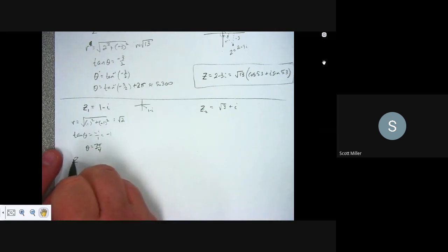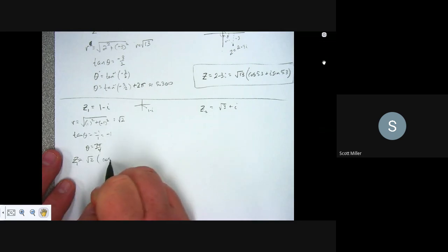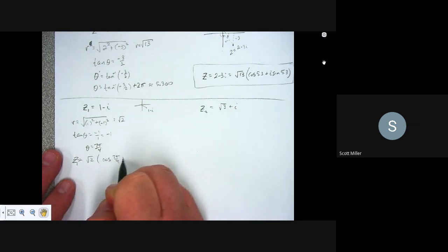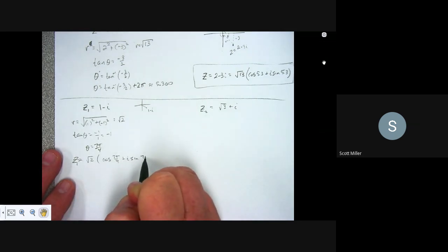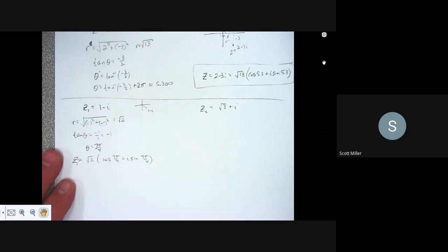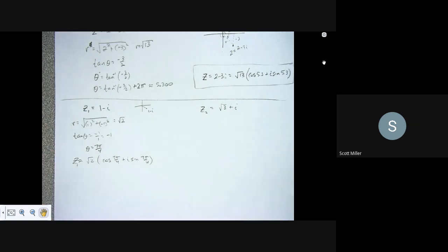And so in polar form, Z1 would be the square root of 2, times the cosine of 7 pi over 4, plus i times the sine of 7 pi over 4.